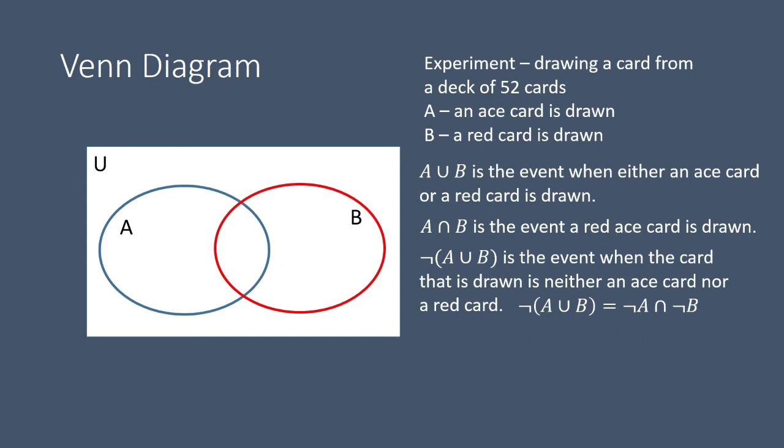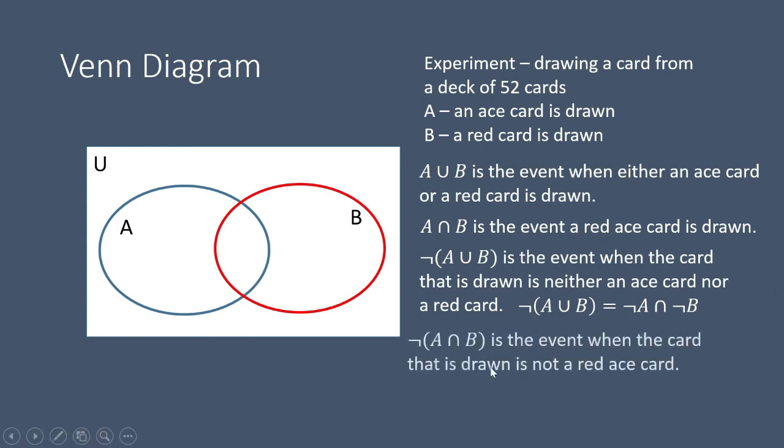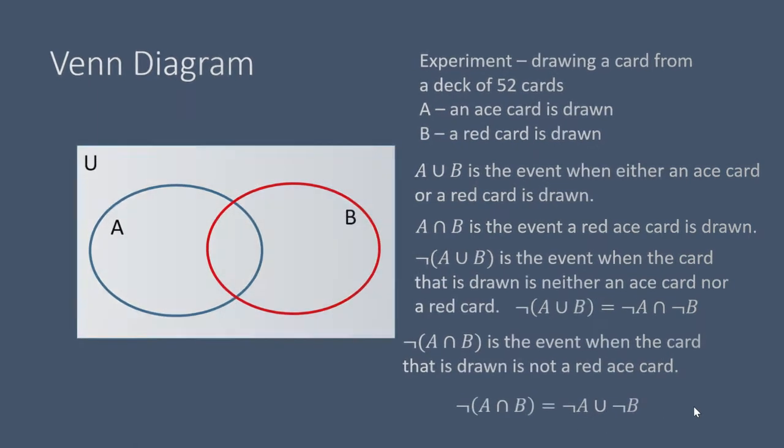Students who are into computer programming, basic programming, study basic set operations. How about this? How do you interpret this? It is the complement of A intersection B. So it is the event when the card that is drawn is not a red ace card. That is how you interpret that. And I think they call this De Morgan's law. These two identities here are part of De Morgan's law. The complement of A intersection B is the same as the complement of A union the complement of B.